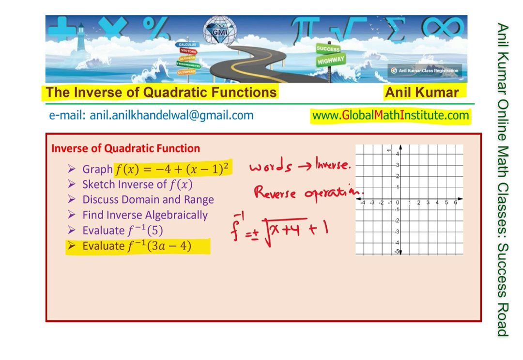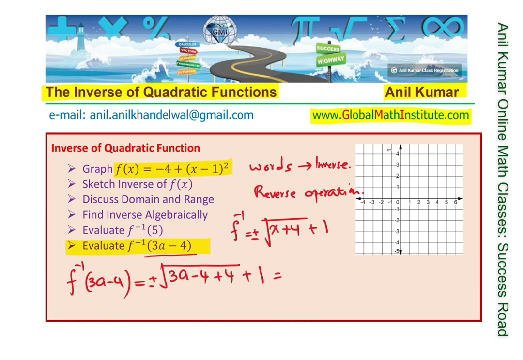I actually did it so that I could evaluate 3a minus 4 and show you how it looks like. So let's find the inverse 3a minus 4. It's a test question, right? So just plug in 3a minus 4 for x. So 3a minus 4. We already have plus 4 within the square root, right? We get plus 1, right? And this is plus and minus, correct?